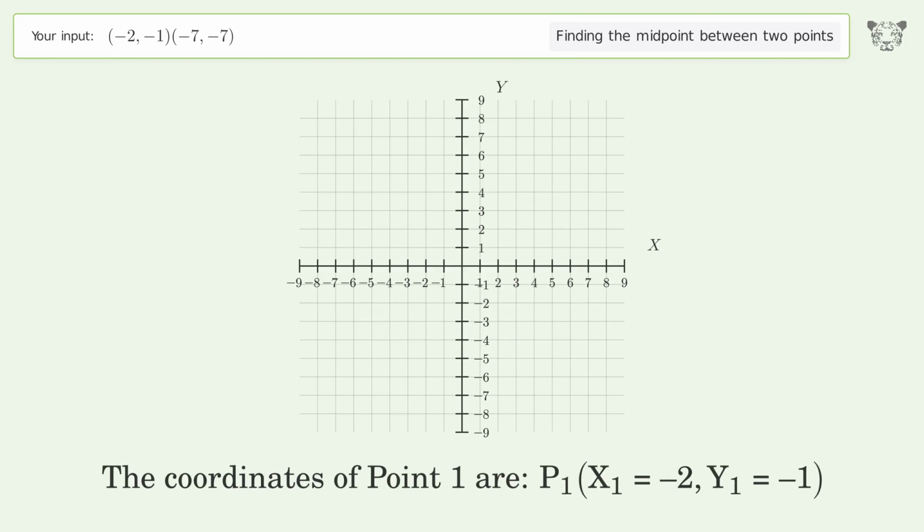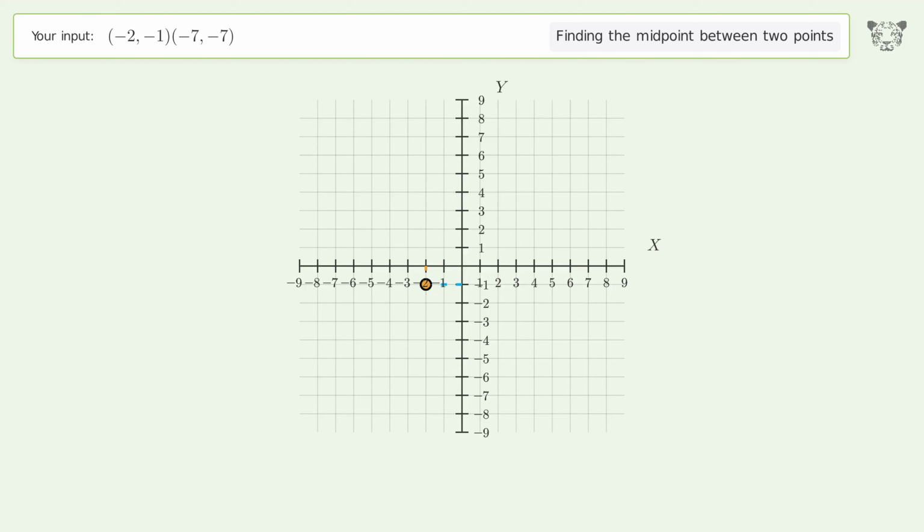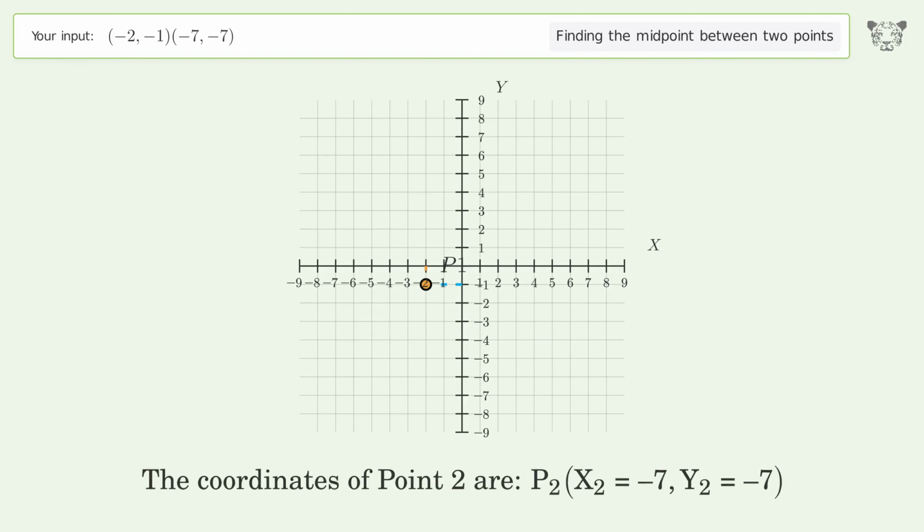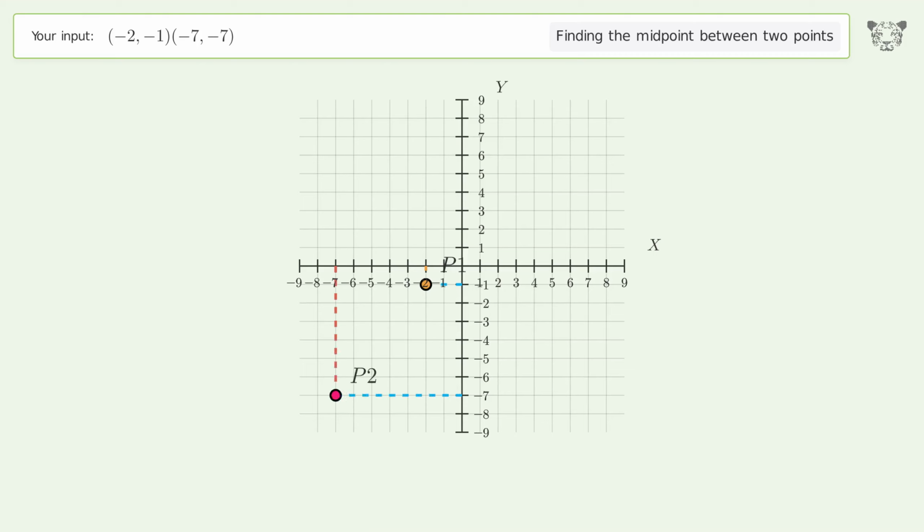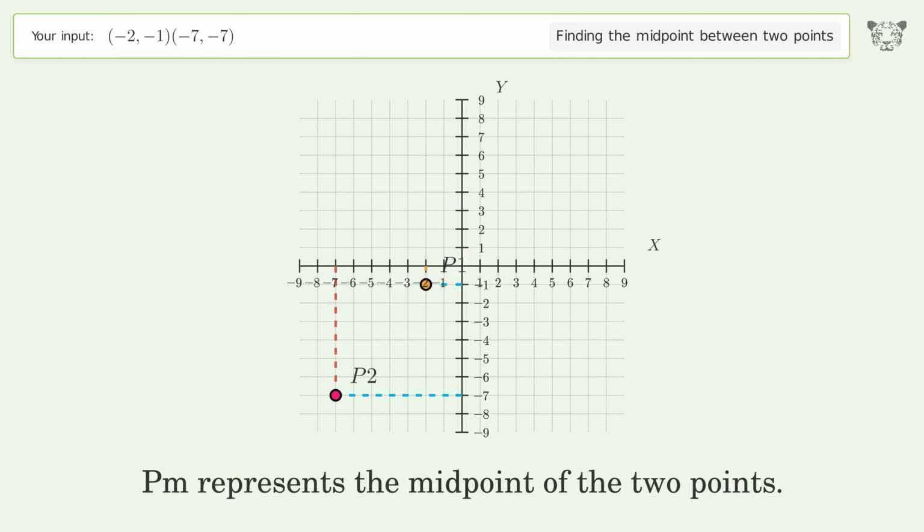The coordinates of point 1 are, x1 equals -2, y1 equals -1. The coordinates of point 2 are, x2 equals -7, y2 equals -7. PM represents the midpoint of the 2 points.